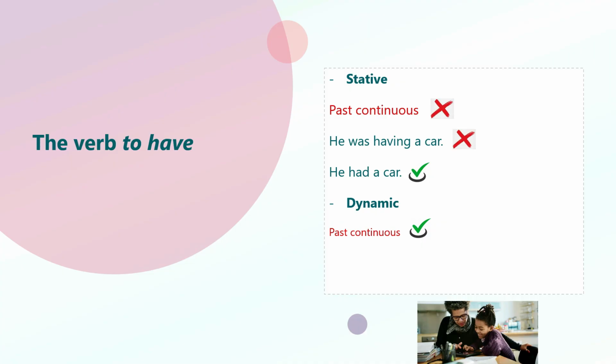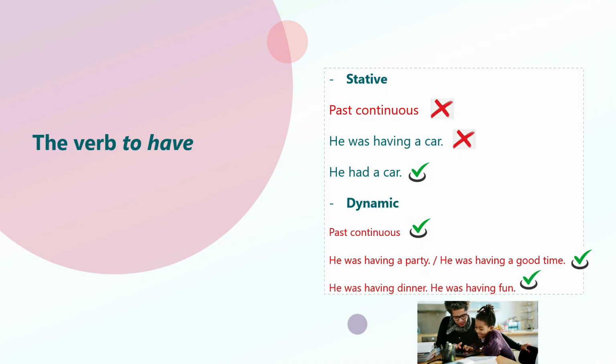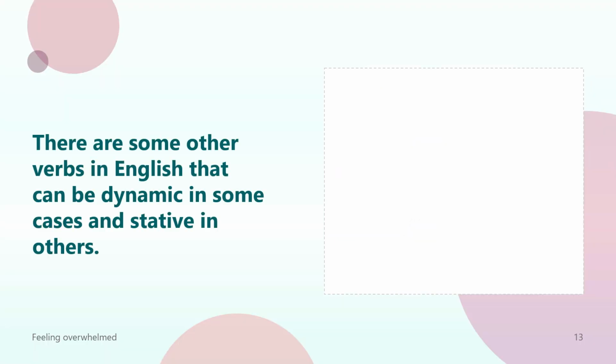But you can say things like he was having a party, he was having a good time, he was having dinner, he was having fun. All of these are correct, so you need to pay attention to how have is being used. There are some other verbs in English that can be dynamic in some cases and stative in others. Such verbs include taste, feel, see, and look. Let's look at them closely.